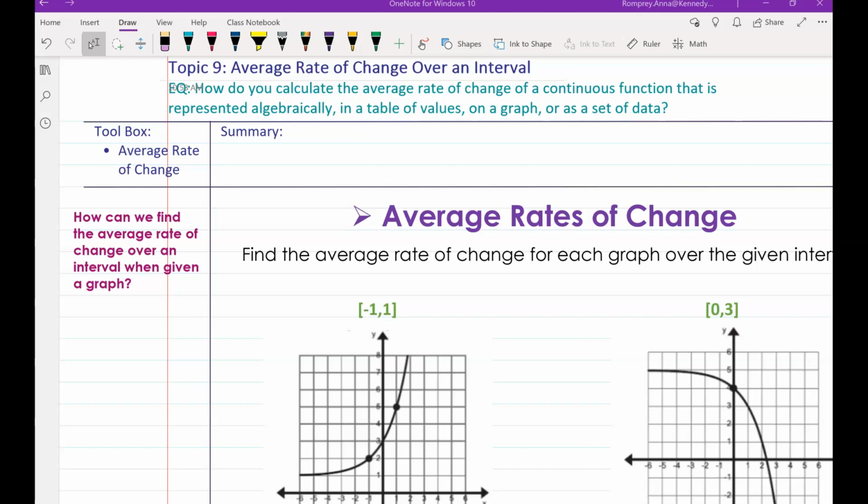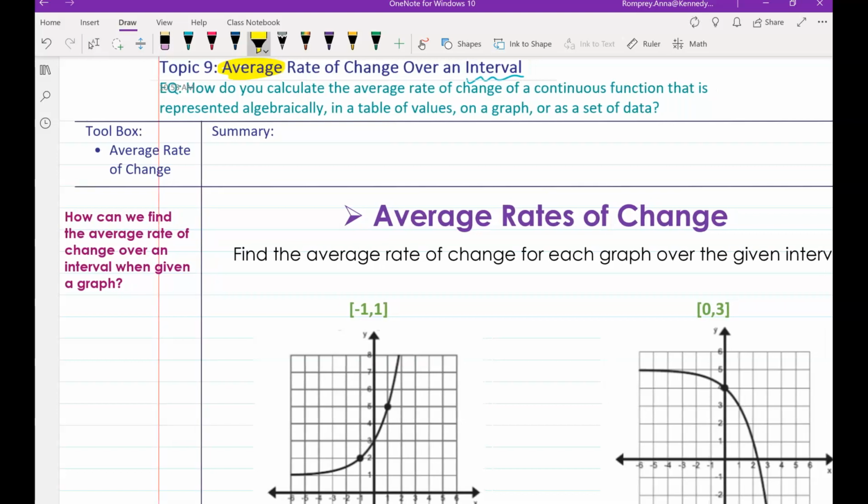Today we're looking at average rate of change. An average rate of change is going to be over an interval. Average is key, but it's over an interval. We're looking at a specific piece either of our graph or a specific section of our data. There are a couple of different scenarios that we can do this.